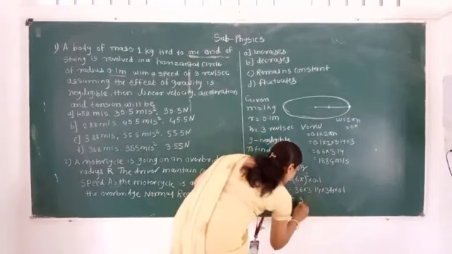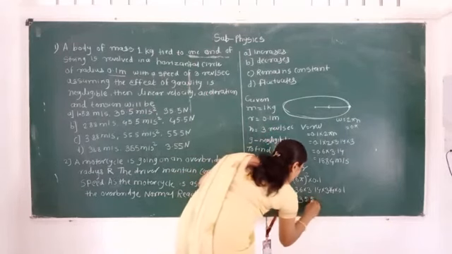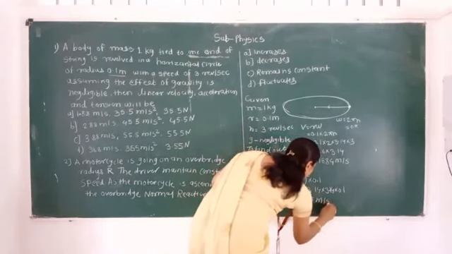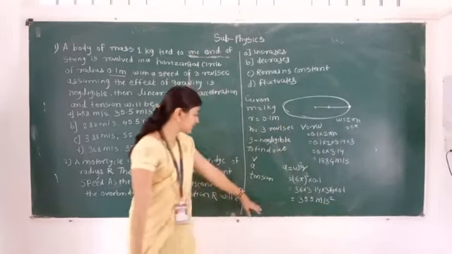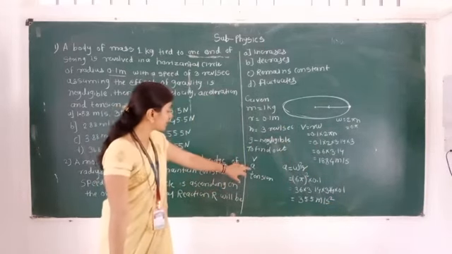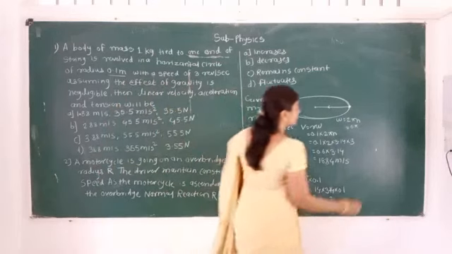That answer is nothing but 35.5. Here the unit of acceleration is meter per second square. Okay, so this is the value of that centripetal acceleration. Now we have to find out the tension.